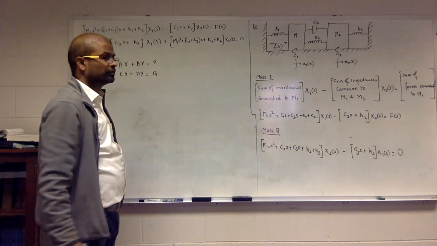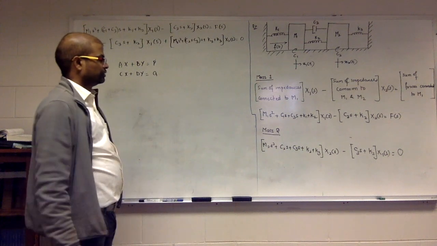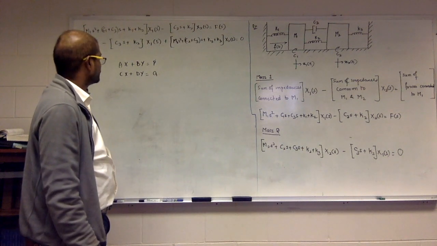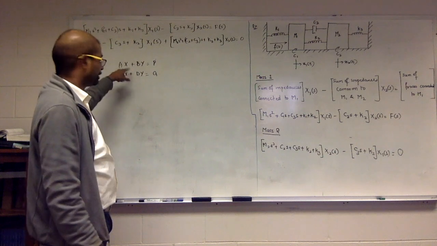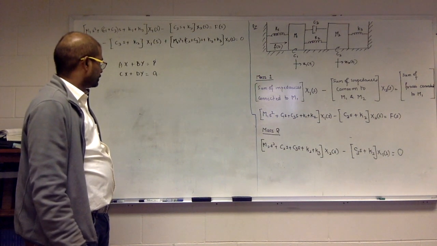Why do you have it as a negative? I switched it. Oh, okay, I see what you're doing. Because of this x1 of s, I have to write it in this form. I got it.